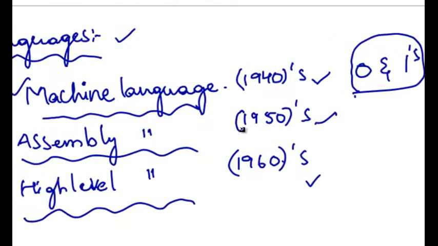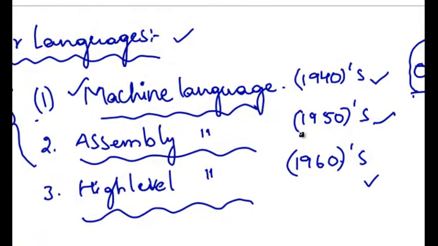What are the advantages of writing a program in machine level language? The advantages are: it is easily understood by the computer. The time taken for executing the program is very less. The computational speed is very high.